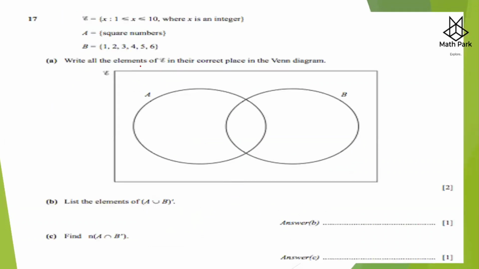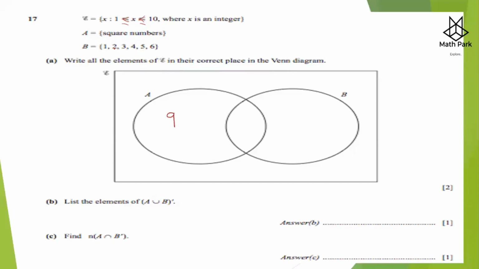This is question where the universal set is a set of numbers which lie between 1 and 10. Okay, where x is an integer. So x lies between 1 and 10, where x is an integer. Write all the elements of the universal set in their correct place in the Venn diagram. So A is a set of square numbers. So square numbers out of these from 1 to 10, 9 is a square number. So 9 comes over here.